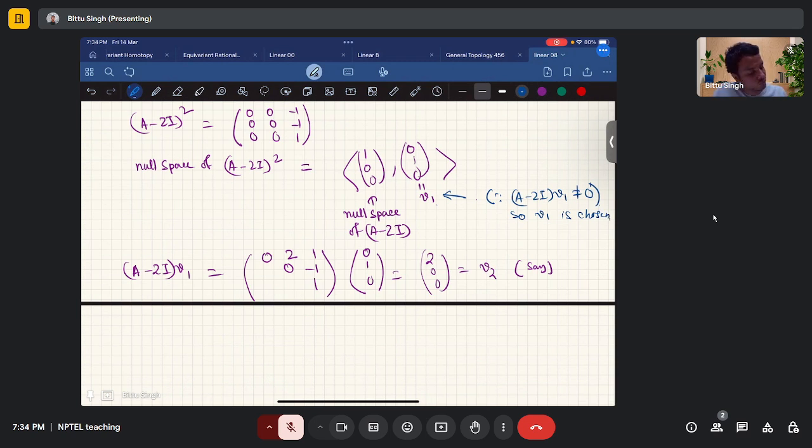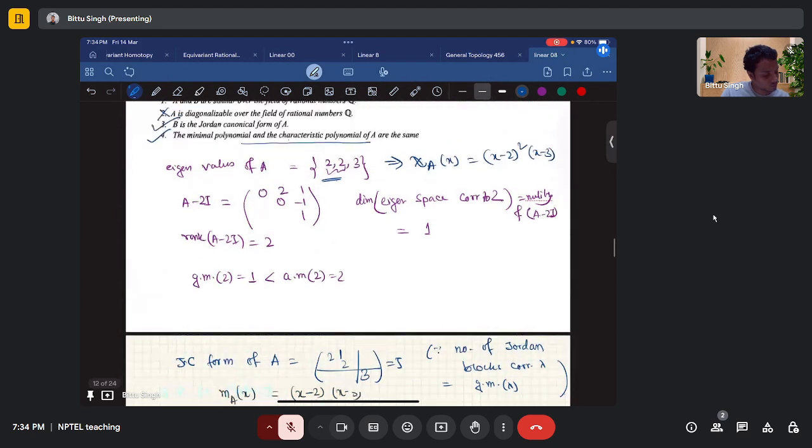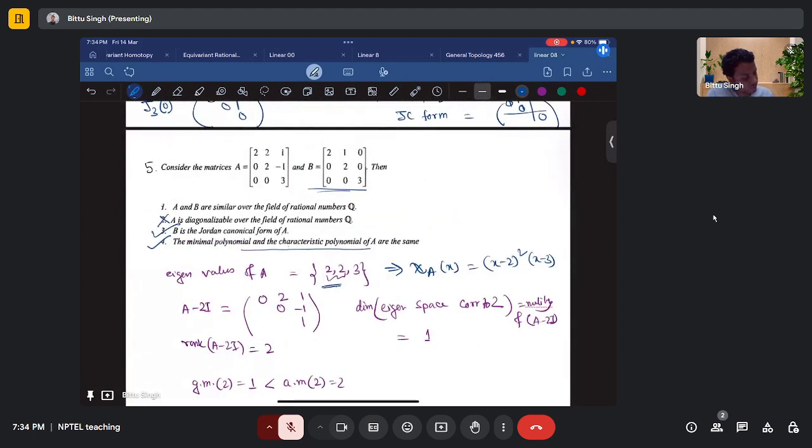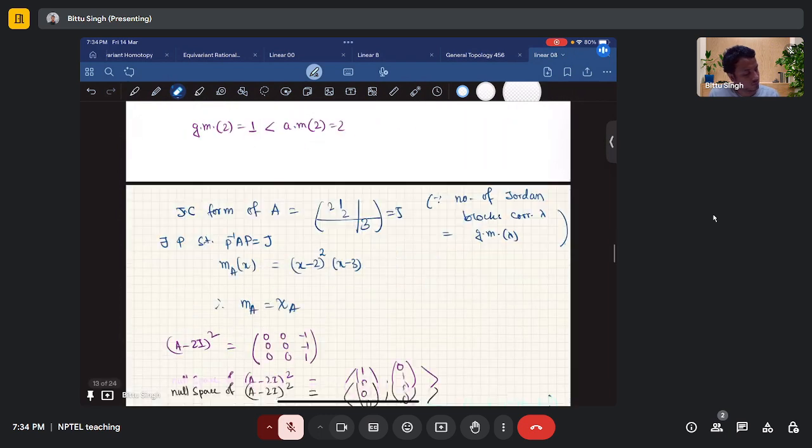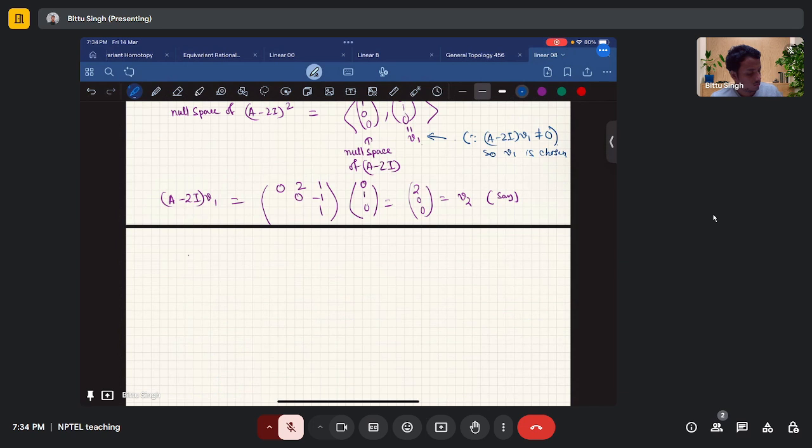Now corresponding to that 0, corresponding to the another eigenvalue 3, we get something like this, right? Just subtracting. So there exists some v3 such that A minus 3I v3 equal to 0. That is, v3 is the eigenvector for 3.